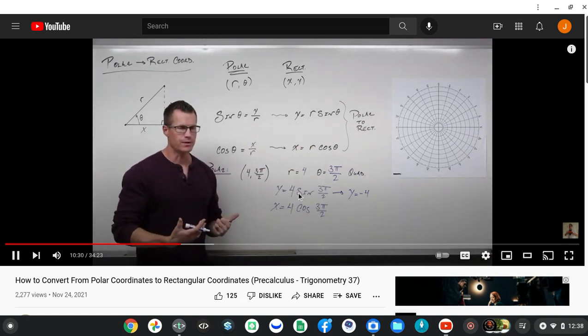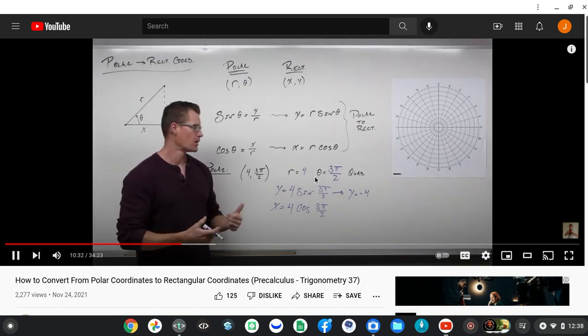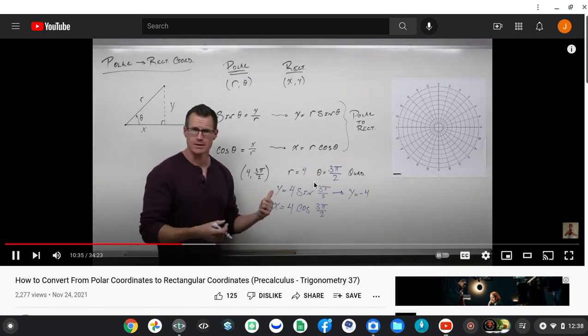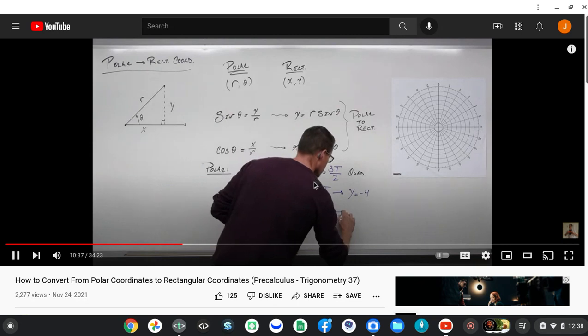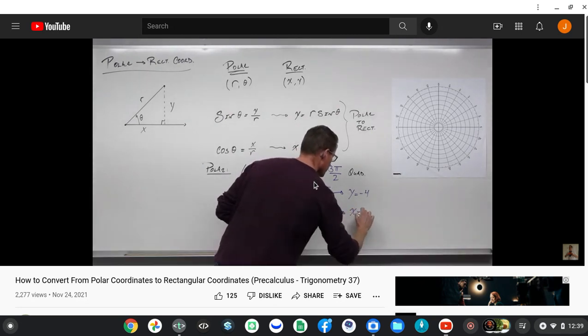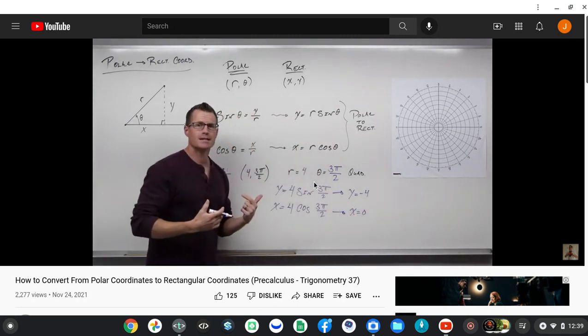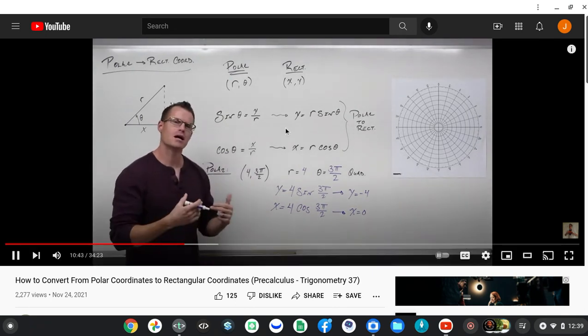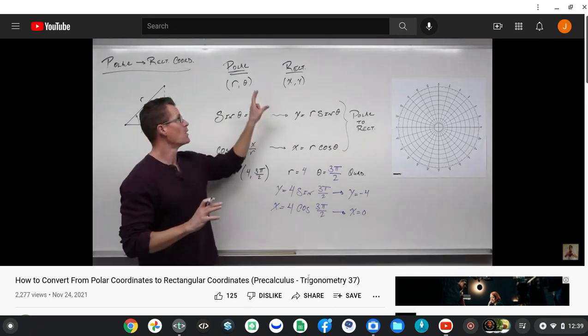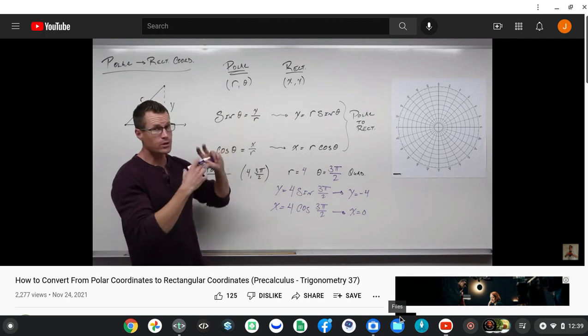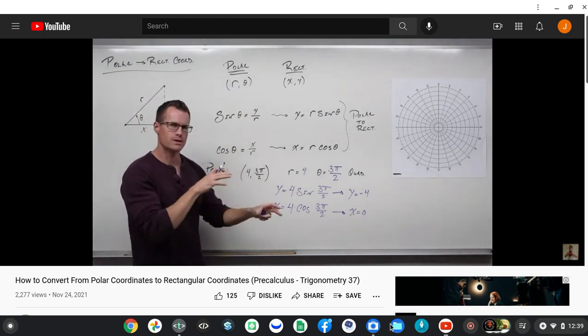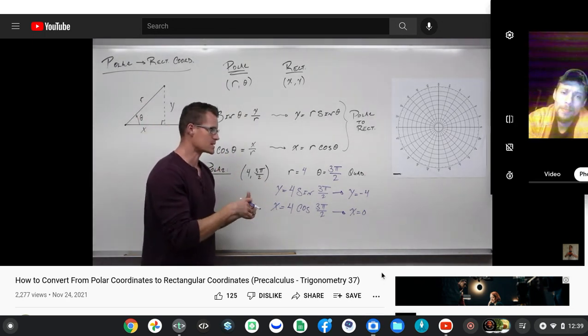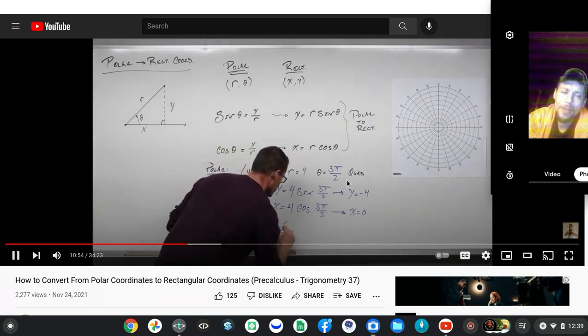Pi over 2 is 0. So x has to stay with the coordinate of that angle, which is 0. 0 times 4 is still 0, so x is 0. If we put that together, just make sure you do it in the right order. It's not negative 4, 0, it's 0, negative 4. Remember, we're converting from polar, which is always r, theta, into rectangular, which is always x, y. So this is 0, comma, negative 4. The y is down, not up.